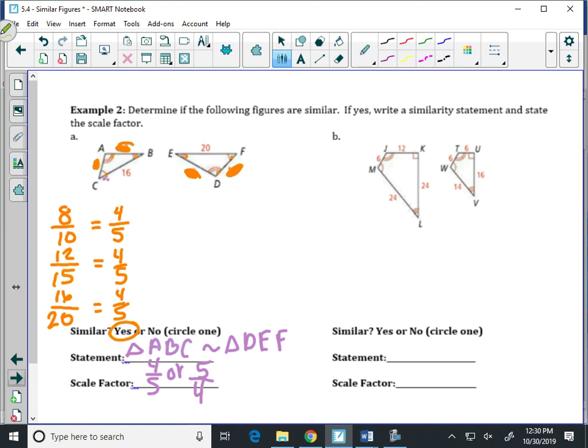Let's try this again. Check my angles. Do I have corresponding angles that are congruent? Yeah. So now we have to check our sides. I have 4 sides, so I'm more than likely going to make 4 fractions.